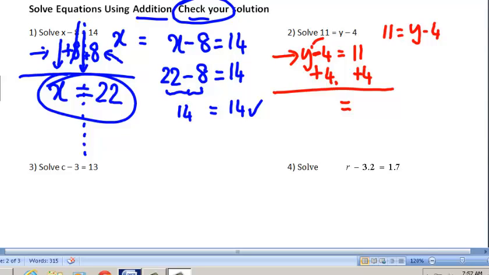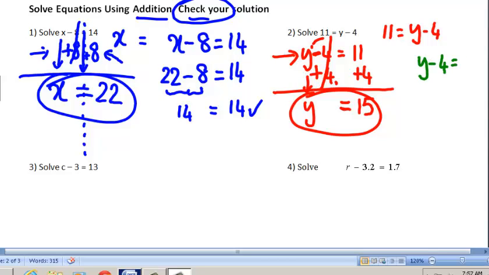This becomes a 0, so cross that out. And what's remaining is y equals 11 plus 4, which is 15. So this is what I got. Let's see if our answer is correct. Go ahead and check the solution.